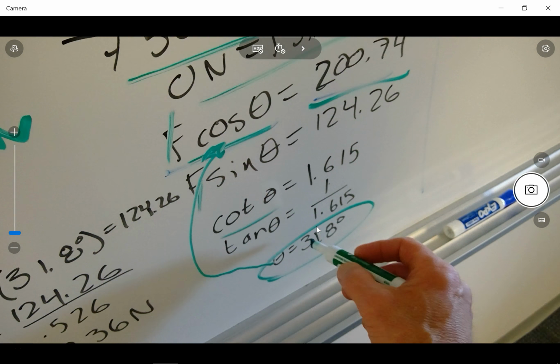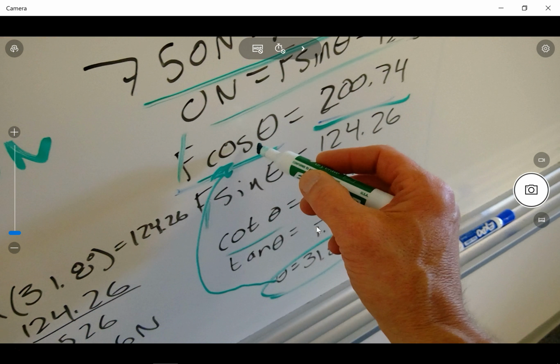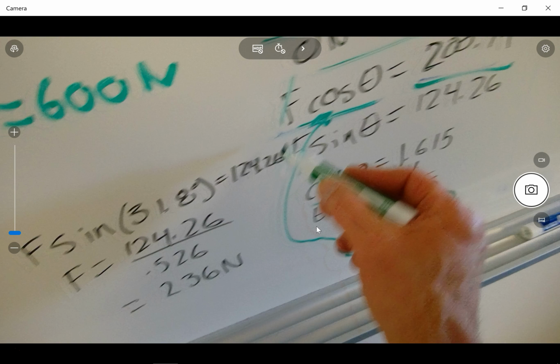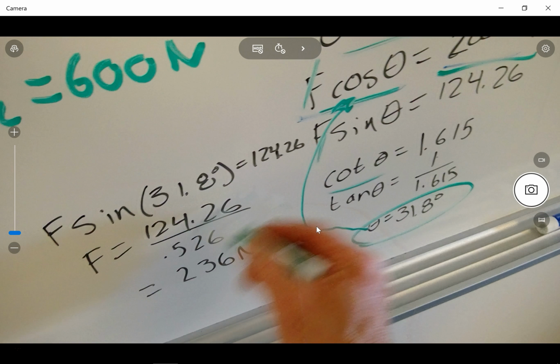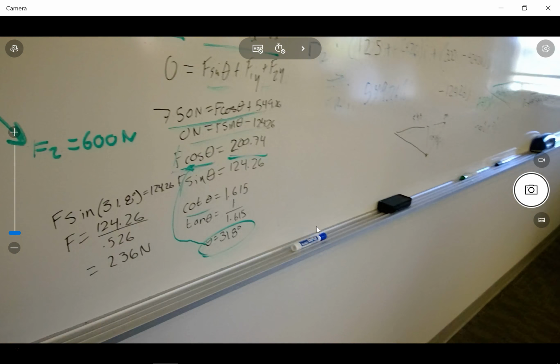Oh, to find f. If theta is 31.8, then f times the cosine of that has to be 200. Then you can solve for f. This is what you did here. So you did f sine of 31. Is that right? Okay. Good. Thank you. Yep.